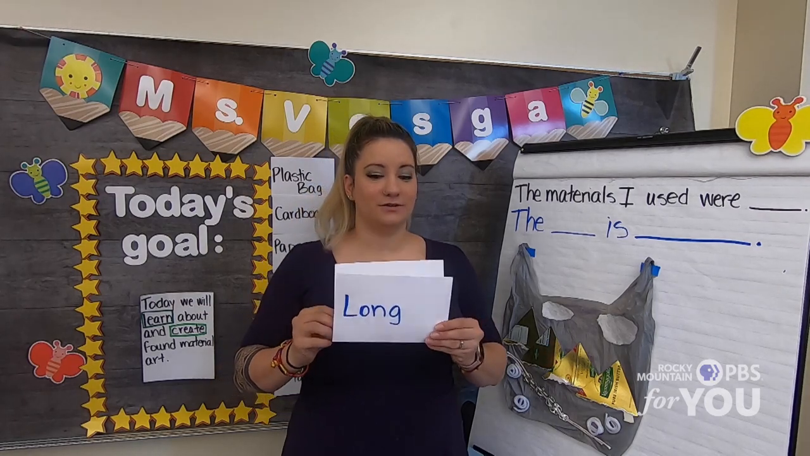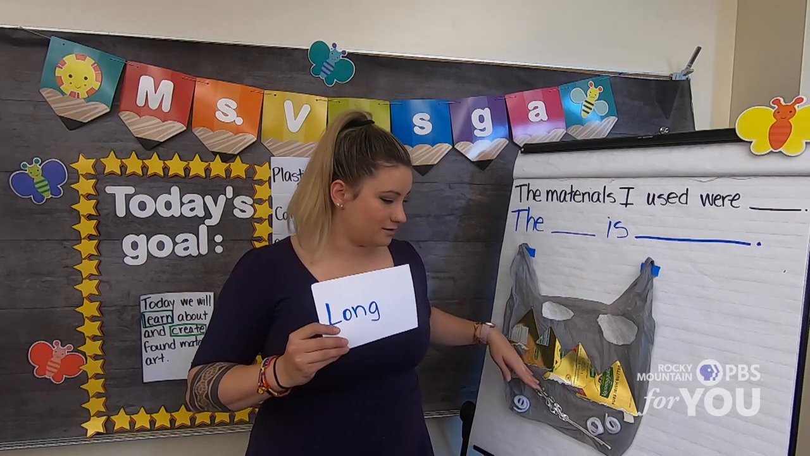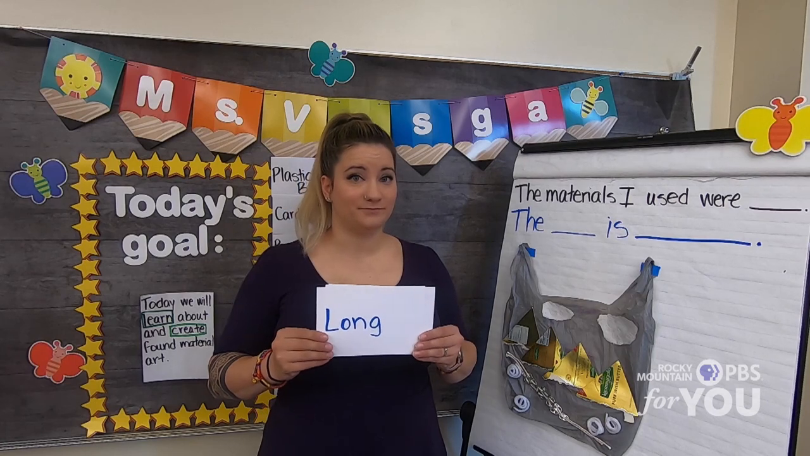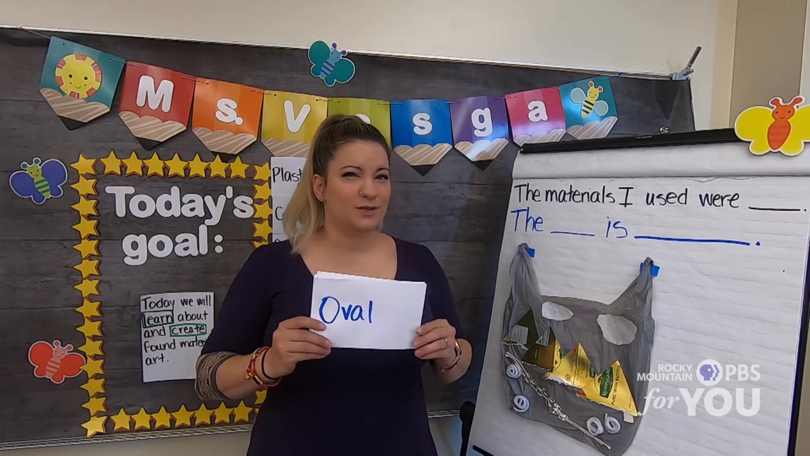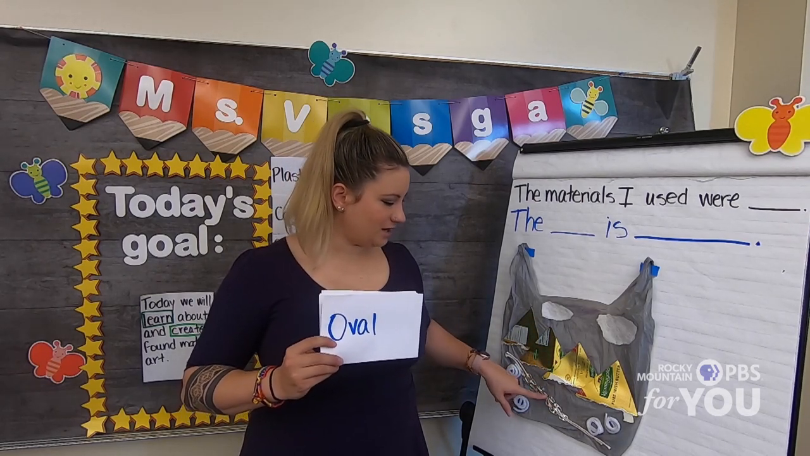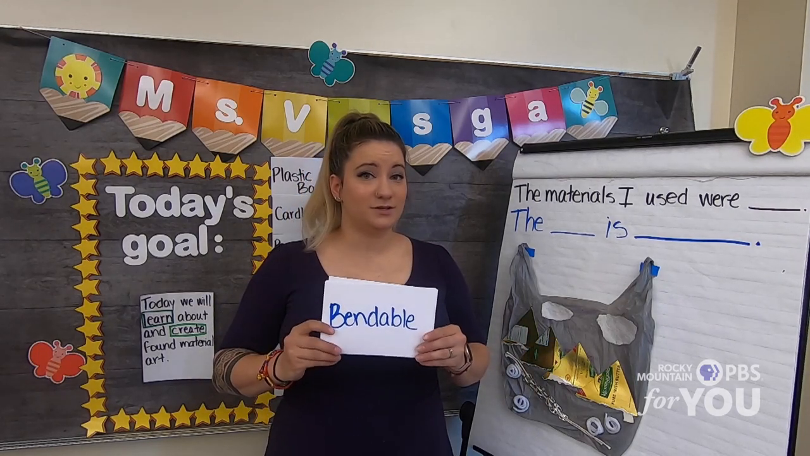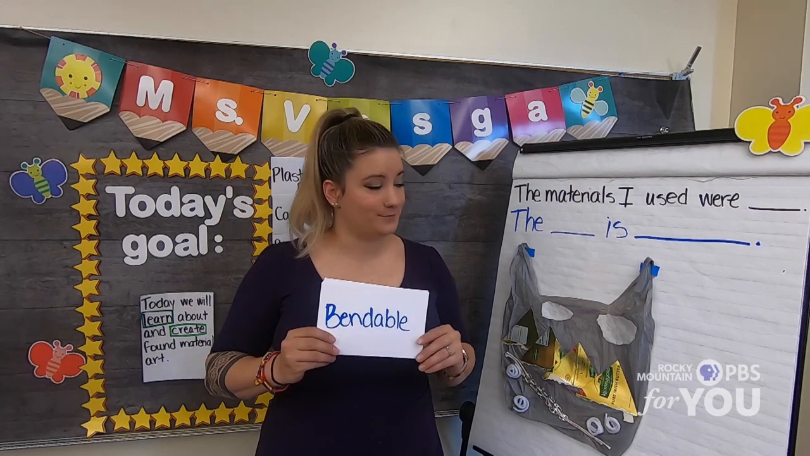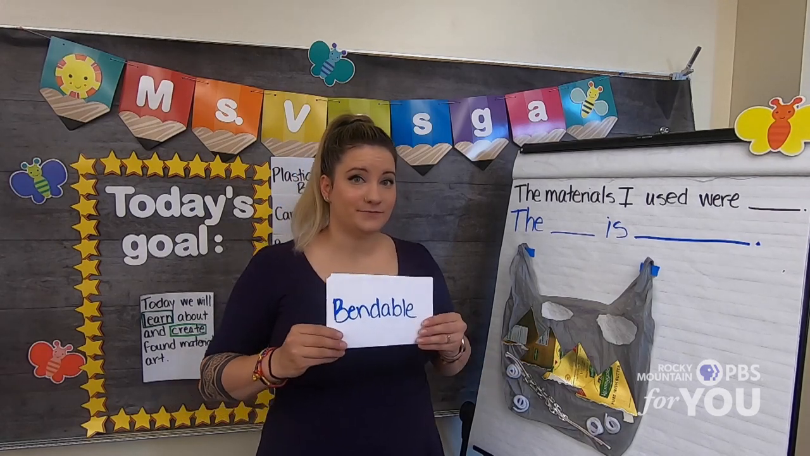The next word is long. Which one was long? Long like the river, which was created by the stream. The next word is oval. Which one was oval? Oh, the soda tabs were an oval shape. Some materials were bendable. Which material did we use that was bendable? What did we bend? Oh, the pipe cleaners.